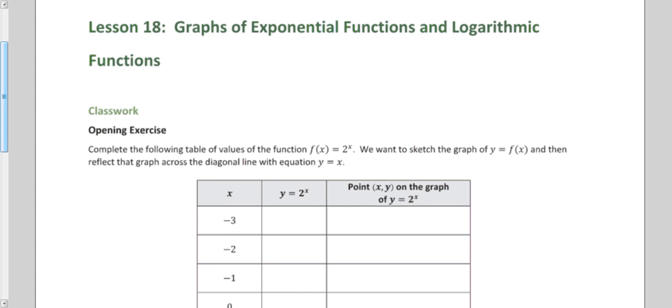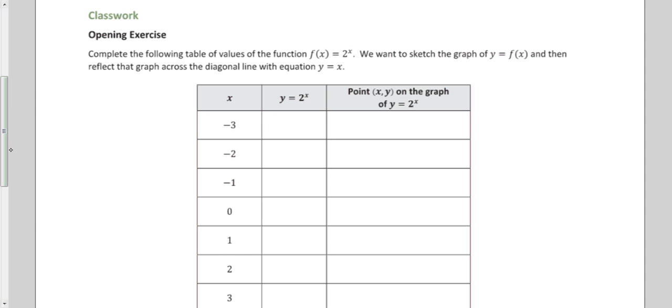But first, let's do the opening exercise for this table. The opening exercise is basically to fill out the table. So I want to fill in my y's for when x equals -3. So what is 2 to the -3 power?